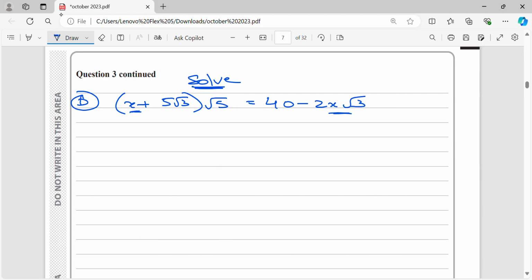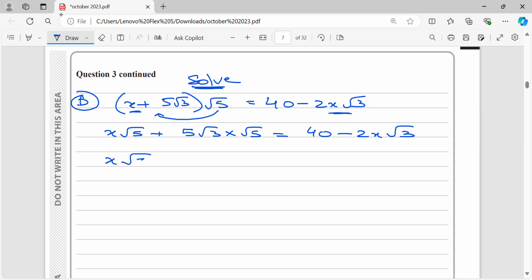Before that, I will multiply root 5 with the whole bracket. So x root 5 plus 5 root 3 times root 5 equals 40 minus 2x root 3. Simplified, x root 5 plus 5 into root 3 times root 5, which is root 15, equals 40 minus 2x root 3.